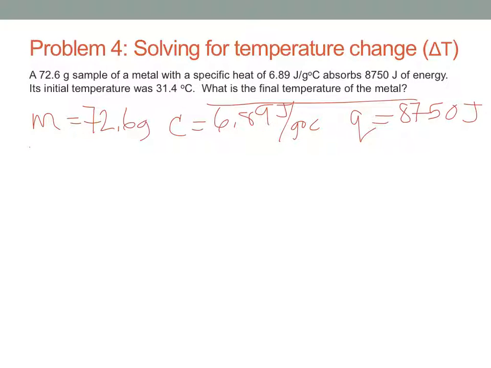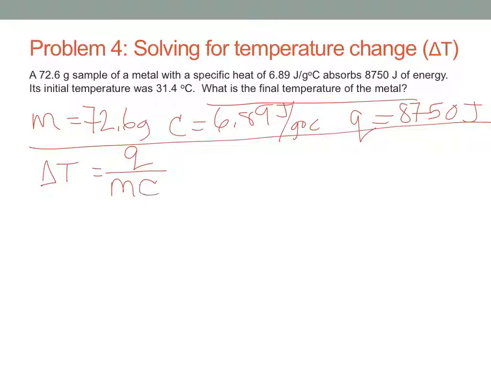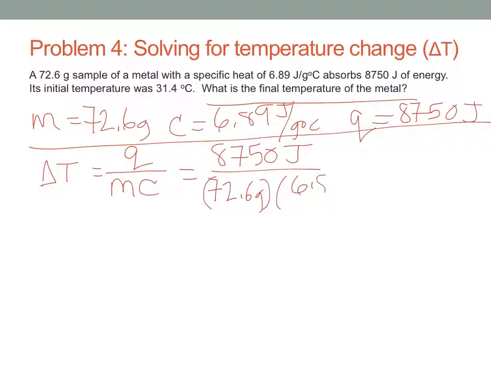So when we rearrange our equation to solve for delta T, we see that delta T is equal to Q over M times C. So our Q plugging in is 8750 joules. Our mass is 72.6 grams. And our C is the 6.89 joules per gram degree C. So joules is going to cancel out, grams is going to cancel out, and 1 over degree C is going to be equal to degree C.